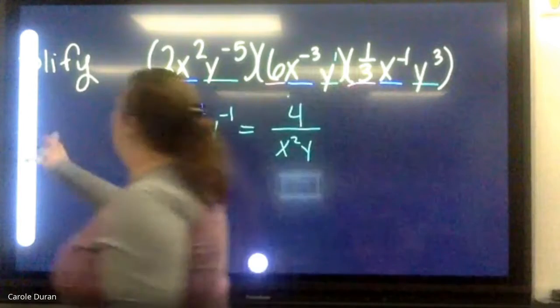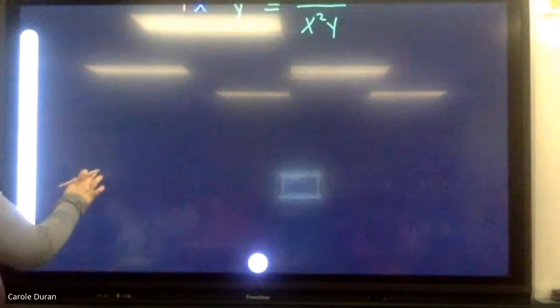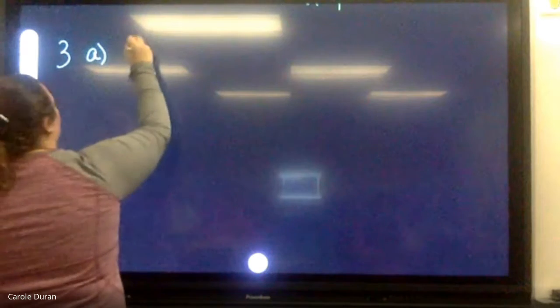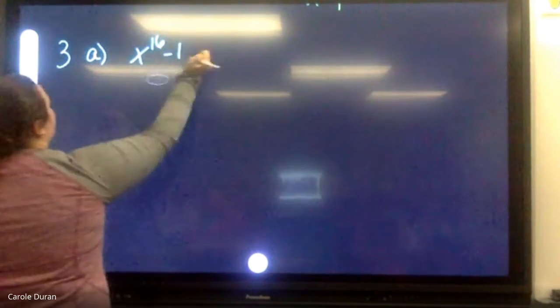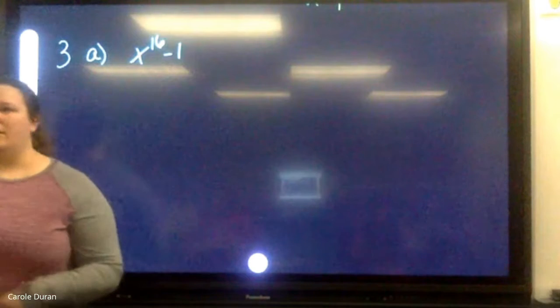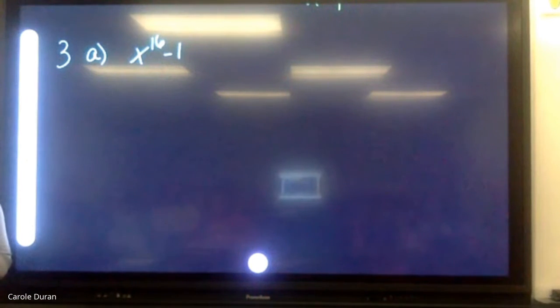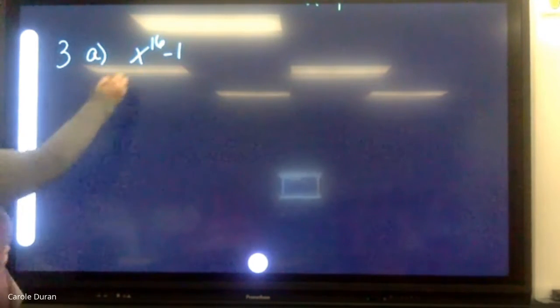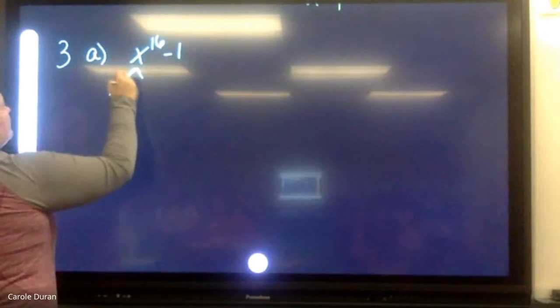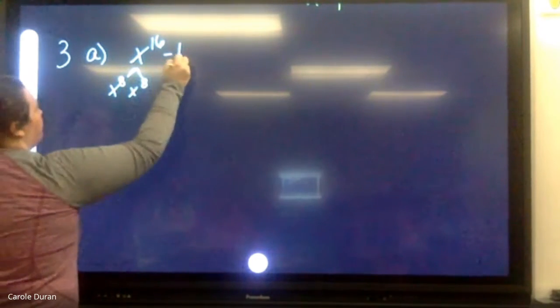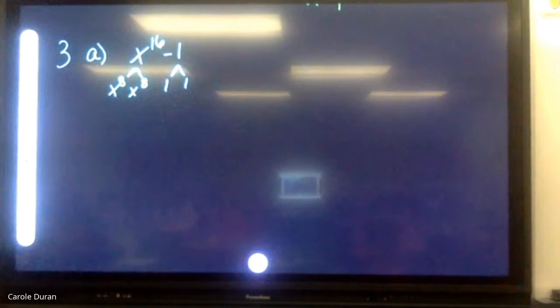Okay. 3a, specifically, got it. So this is 3a, and I have x to the 16 minus 1. As I'm looking at this, we need to remember some special case factoring that we've done previously. This is a difference of squares because I know x to the 8th times x to the 8th gives me x to the 16th, and 1 times 1 gives me 1.